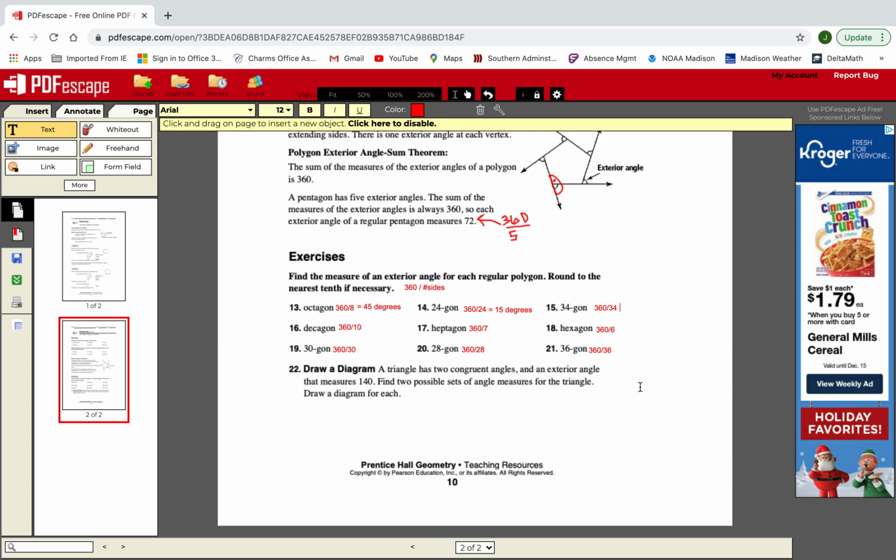For 15, we have 360 divided by 34, and we have our first decimal. It says round to the nearest tenth if necessary. This is actually 10.588235. I don't know if it actually ends up being a repeating decimal or not, but rounded to the nearest tenth is 10.6. 360 divided by 10 is just 36 degrees. Now 360 divided by 7.